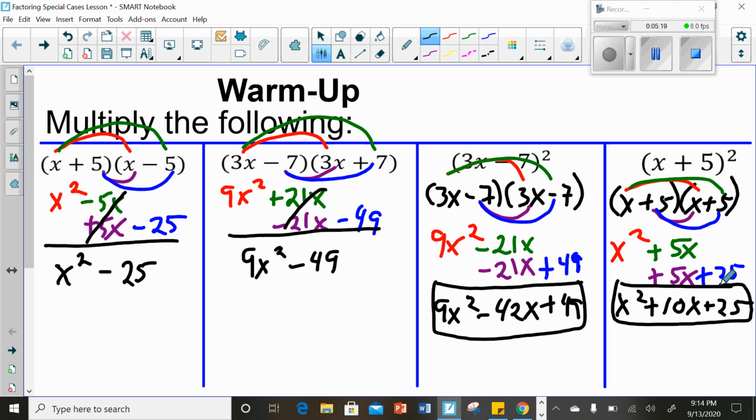Okay? So there is a difference between multiplying a squared binomial and multiplying the same thing that has a plus minus. So let's talk about special cases, because all 4 of these are special cases.